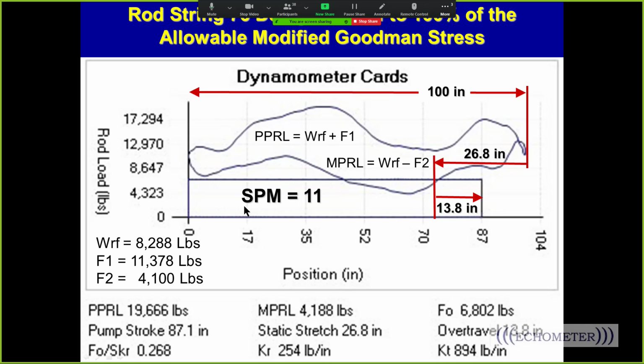And so the pump card is increasing in downhole stroke as you pump faster. But the load range is also increasing. And if it gets to be too much, typically we'll have an increase in failures.